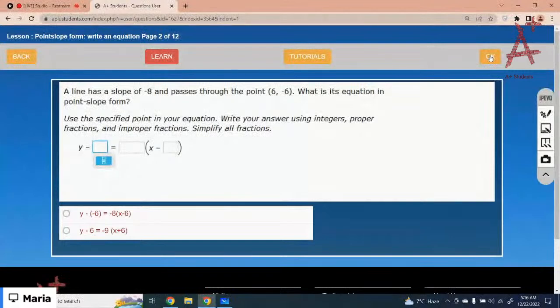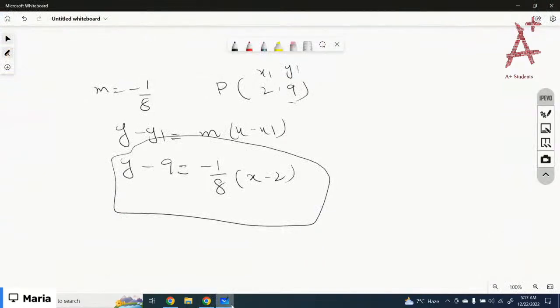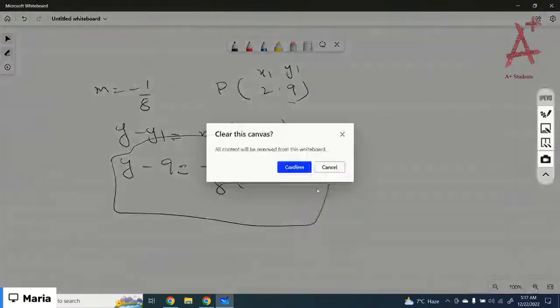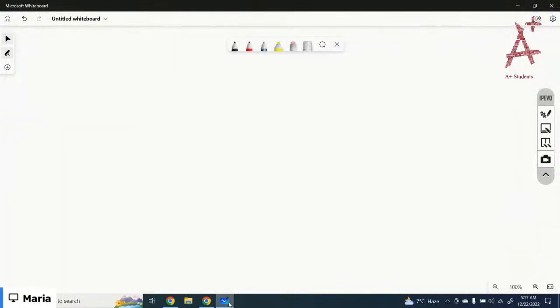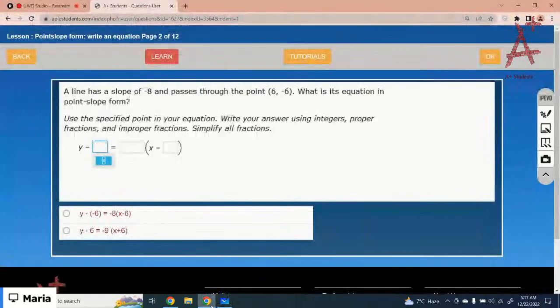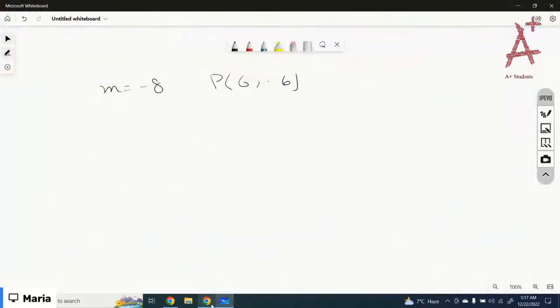A line has a slope of negative 8 and passes through the point (6, negative 6). So the slope is negative 8 and the point is (6, negative 6). Got it. Let me just check, yes, (6, negative 6). So you have to form the equation.